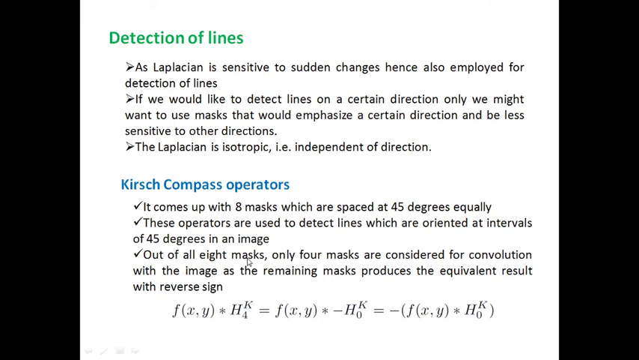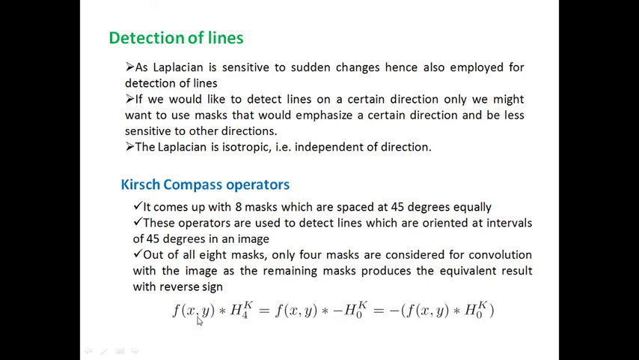Now out of all 8 masks, we need not use all 8 masks. We can use any 4 masks. These 4 masks are convolved with a given input image, and we get the resultant output image such that it is able to detect whether any lines are present in those 8 directions, right? Then what about the remaining 4 masks? Of course, the remaining 4 masks produce the equivalent result with reverse sign. That is not a huge difference except a sign reversal.